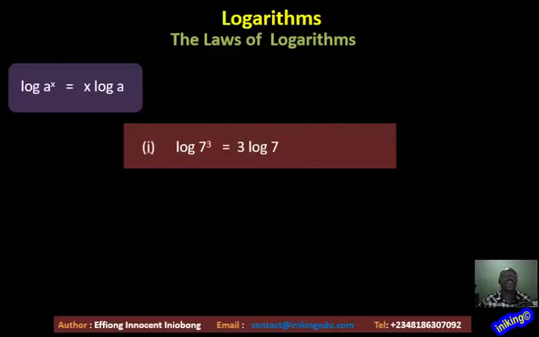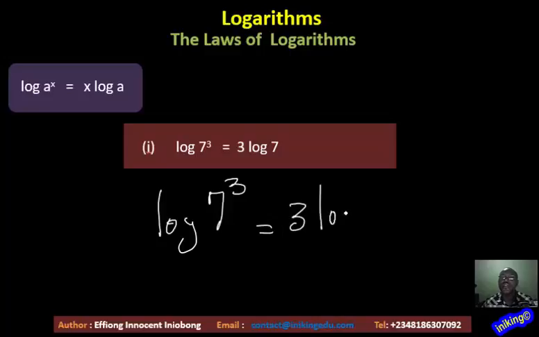We can see there, very straightforward. The logarithm of 7 raised to the power of 3. The rule simply says, please take the 3 and let it multiply the logarithm of 7 to whatever base it might be there.